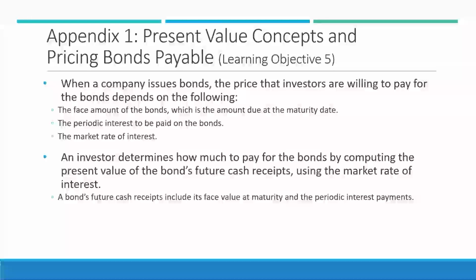And then the present value of bonds that we're going to calculate depends on a number of things, like the face amount of the bonds, which is the amount due at the maturity date, and also the coupon payments that are going to be paid on the bonds. And then an investor determines how much to pay for the bonds by computing the present value of the face value of the bond at the end, and then the present value of all the coupon payments throughout the period of the bond.